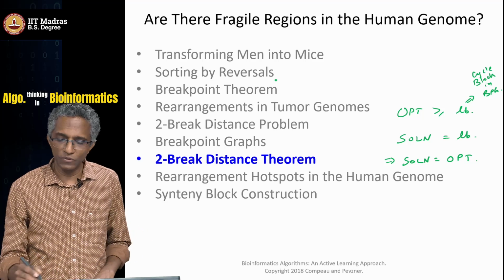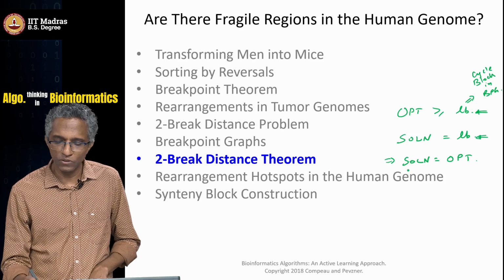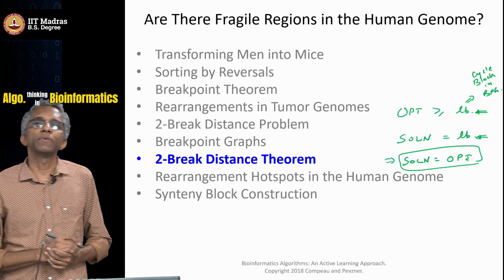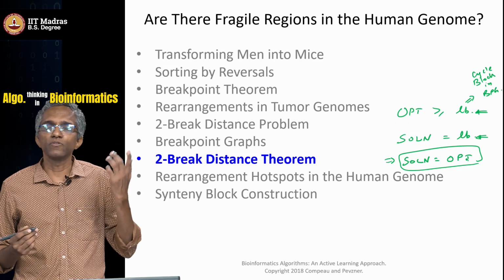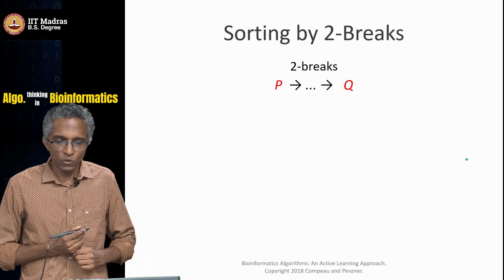And with these 2 breaks, we not only establish a lower bound, we are also able to achieve that lower bound. And so, we will show an algorithm where we can calculate the minimum number of 2 breaks that will transform one permutation to another. Let us go ahead with this.